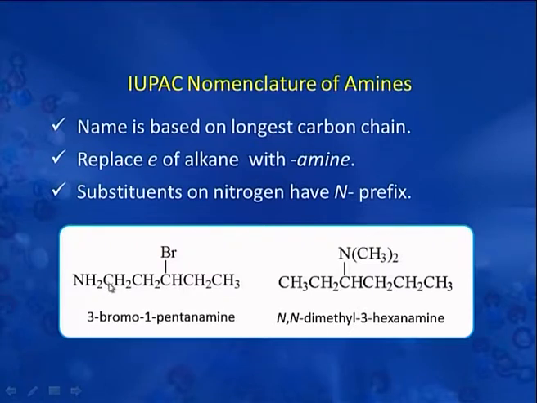That is, the molecule will have a 3-bromo substitution and 1 amino substitution. Hence, the name of the molecule is 3-bromo-1-pentanamine. In this particular example, this is the amine. Actually, it is a tertiary amine where the nitrogen is attached to 2 methyl groups.